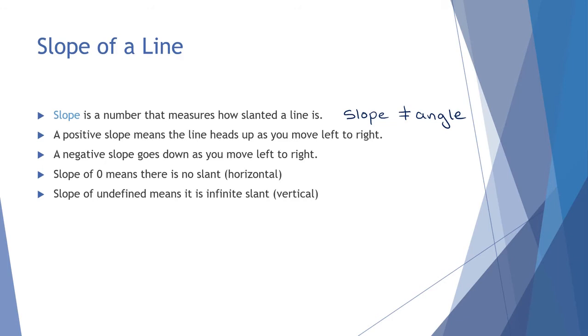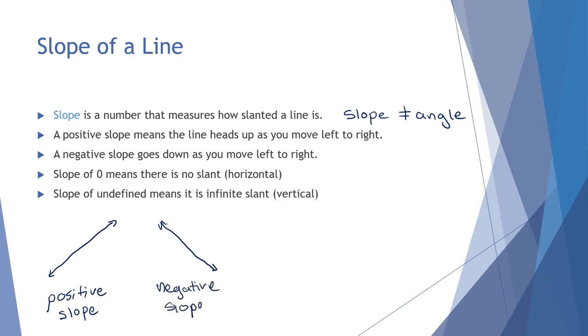A positive slope means the line heads up as you move from left to right. So every time we look at graphs, we read them from left to right. So the graph that we just plotted, that has a positive slope. There could be different steepnesses of these, but overall it's positive because it's increasing as you go from left to right. A negative slope means you go down, so it decreases as you move from left to right. And so this is why it's different from angles.